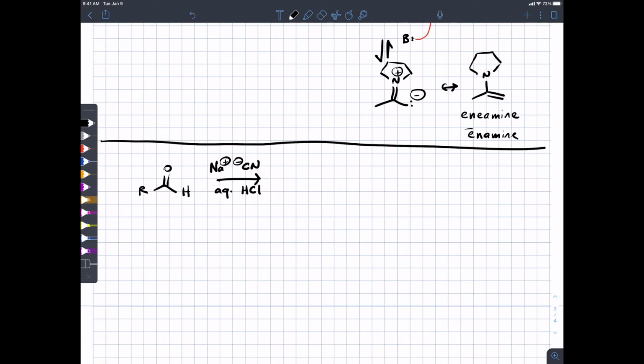What happens, and I won't draw the mechanism, though your text shows it and you can look it up, is CN- attacks to give you a tetrahedral intermediate, then you protonate the carbonyl oxygen. Or alternatively, you can protonate the carbonyl oxygen first. In any case, the product has an OH group and a CN group on the same carbon. And the reason this is useful synthetically is because you just made a carbon-carbon bond. And carbon-carbon bonds allow you to make more elaborate structures.